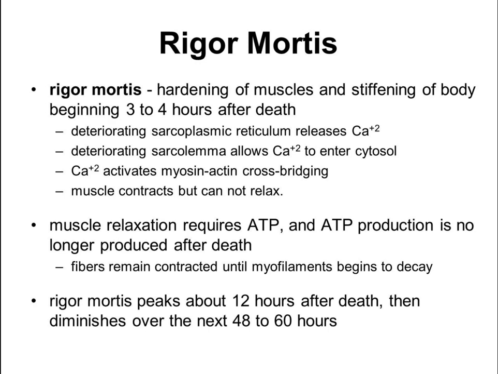Because as we said, muscle relaxation requires ATP just like the contraction does. But there is no longer any ATP production in someone that is no longer living. So the muscles have the ability to contract, but not to relax. So rigor mortis will peak about 12 hours after death, and then it will diminish over the next 48 to 60 hours because then the body just starts to break down.